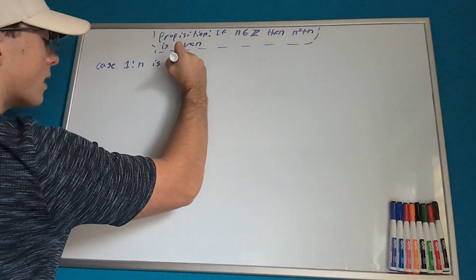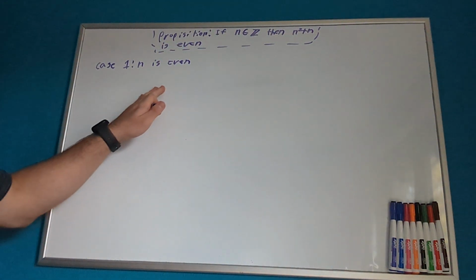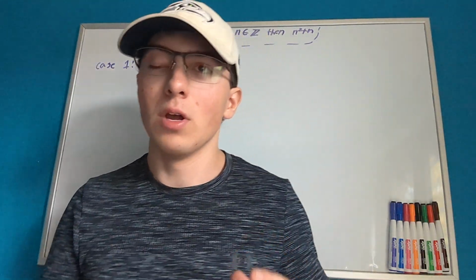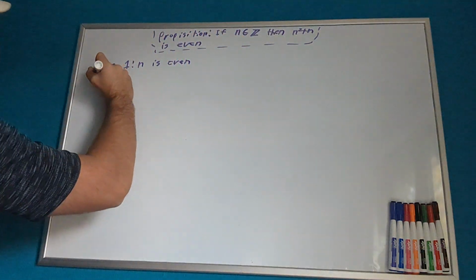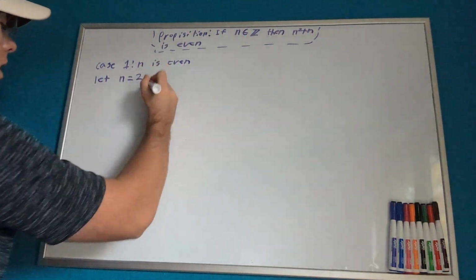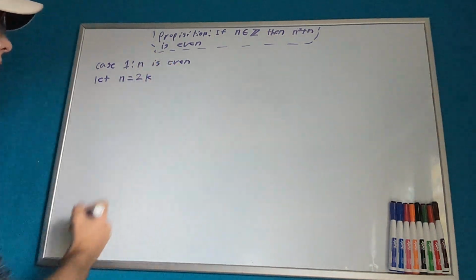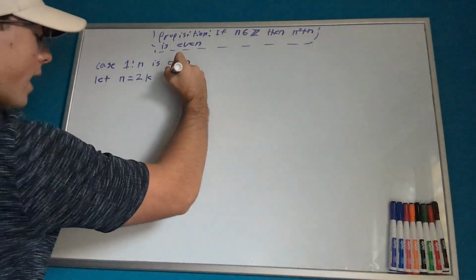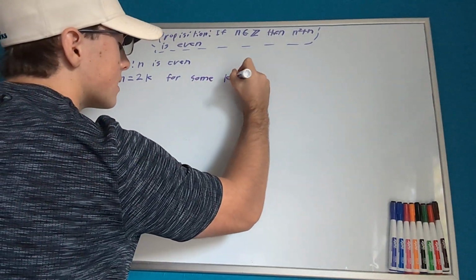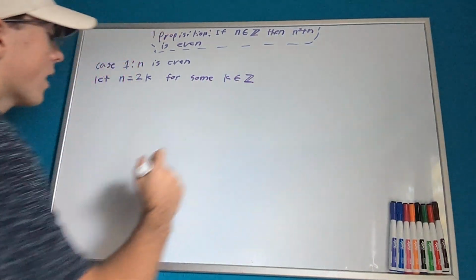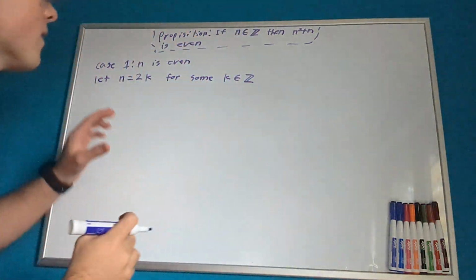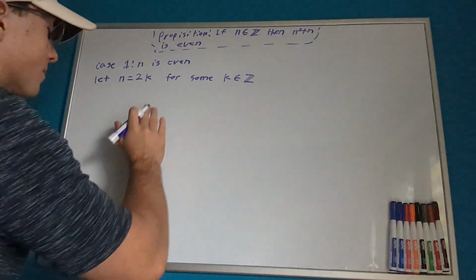Okay? And now what we really need to do is think about, what does it mean for something to be even? Well, it means it's divisible by 2. Well, that means we're going to let n equal 2 times some integer k. N equals 2k for some k inside the integers. That's what it means to be even. Let me know if you disagree with that. But that's the definition of being even.